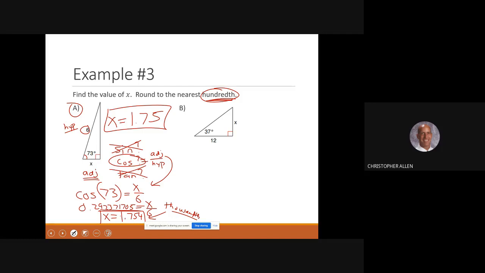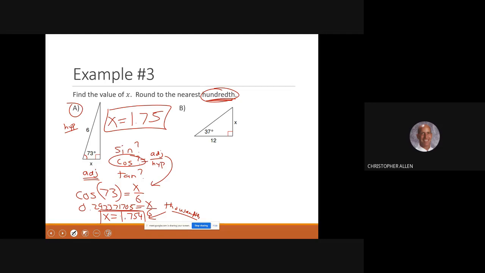So let me go through again what I did here. Let me erase some of this, all these markings up here. This is kind of a hot mess. So let me get rid of that, let me get rid of that, and let me get rid of this guy. So here's a triangle. I'm trying to figure out what x is. I don't know what x is.